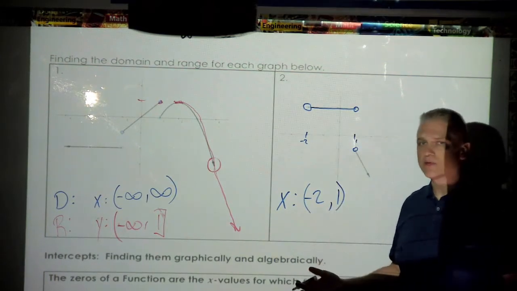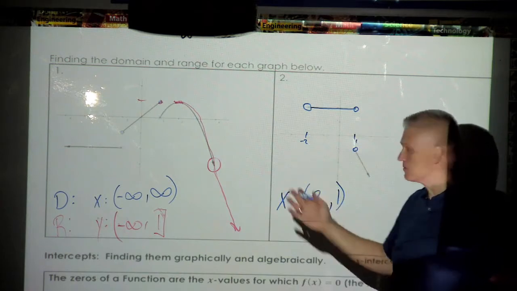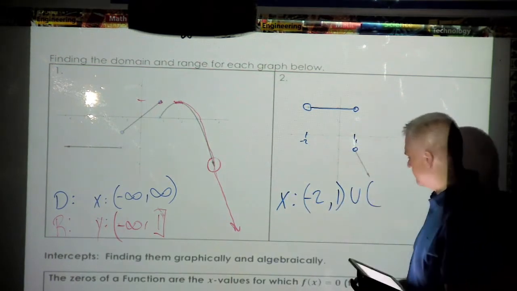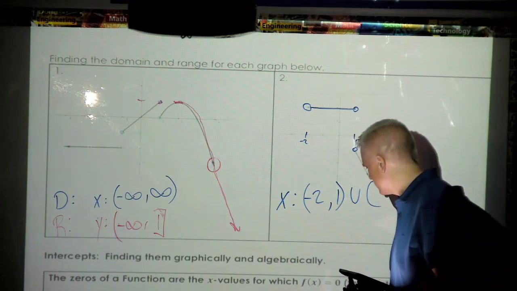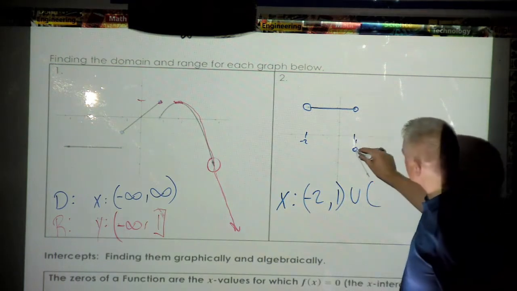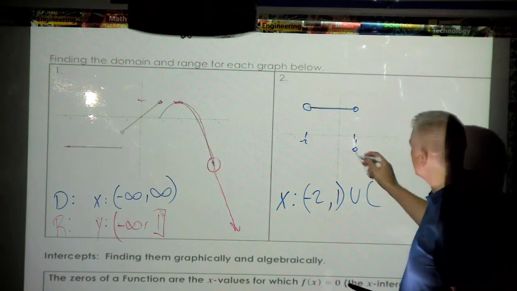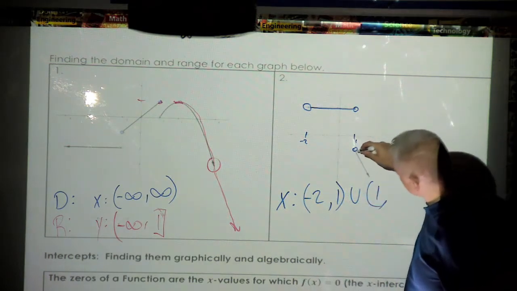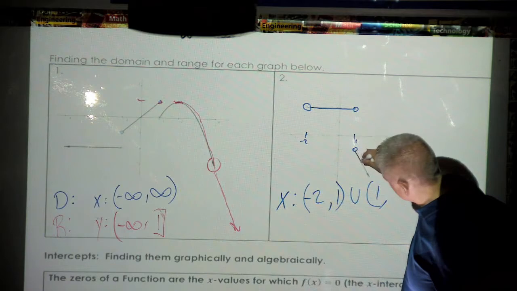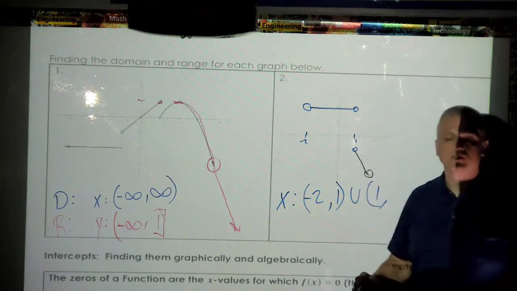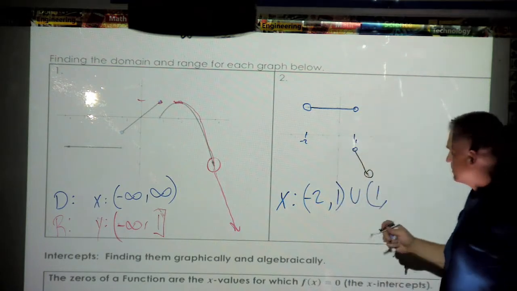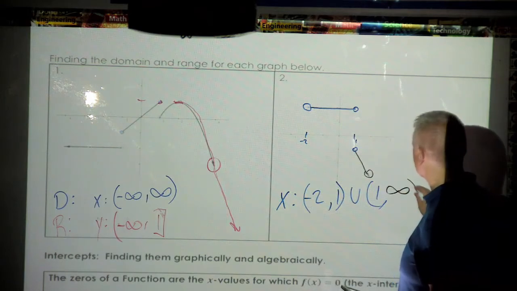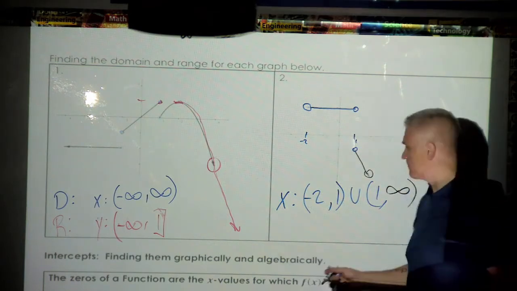So is there another interval where we're going further to the right? Yes, there is. So we have to say there's another interval. Let's change the color on this interval. So we start at 1, but it doesn't include 1 because that's an open circle again. And now we're going to go to the right, right, right, right. And now there's an arrow. It says we go to the right forever. So that is going to be positive infinity.